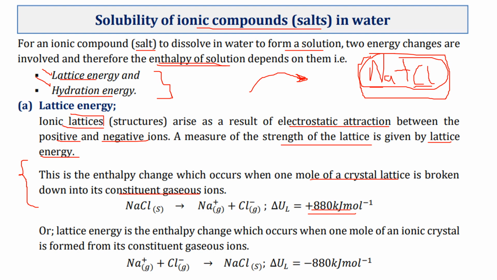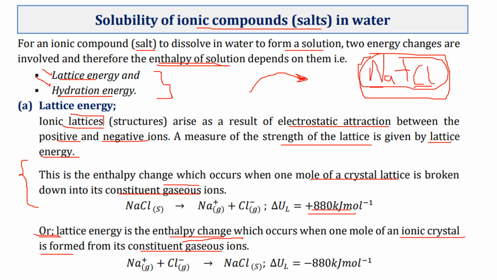So we can also define lattice energy in terms of bond formation. Lattice energy in terms of bond formation is the enthalpy change which occurs when 1 mole of an ionic crystal lattice is formed from its constituent gaseous ions. Now notice that these are gaseous ions, not atoms. The majority of students have a habit of mistaking gaseous ions and replacing them with atoms. They are gaseous ions, not atoms.